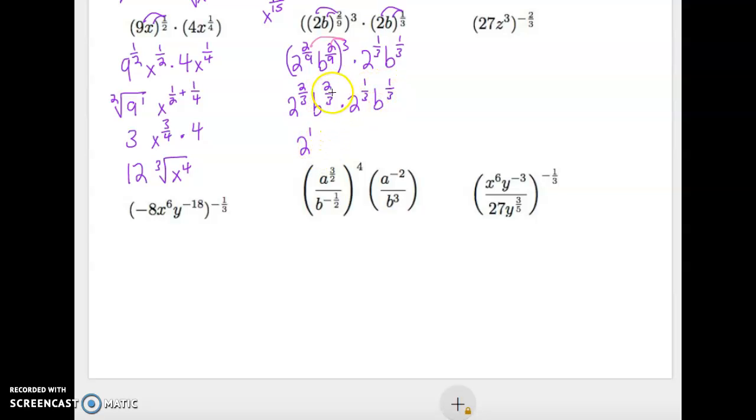And the same thing will happen with your b's, right? B to the 2/3 times b to the 1/3, you'd have to add those exponents. So 2/3 plus 1/3 would give me 1. So your answer is actually just 2 to the first, b to the first, or 2b.